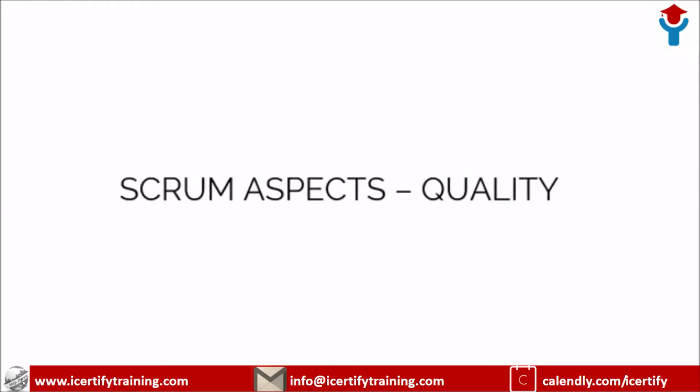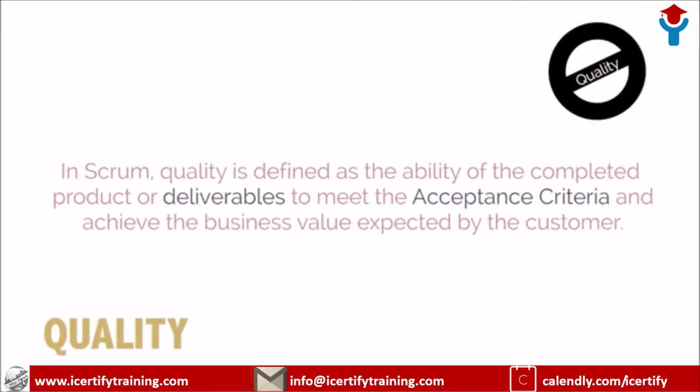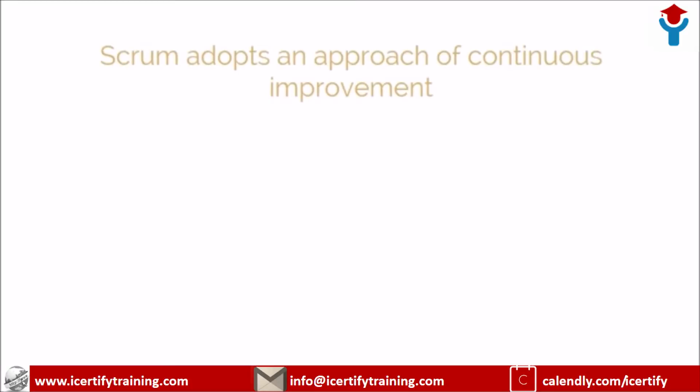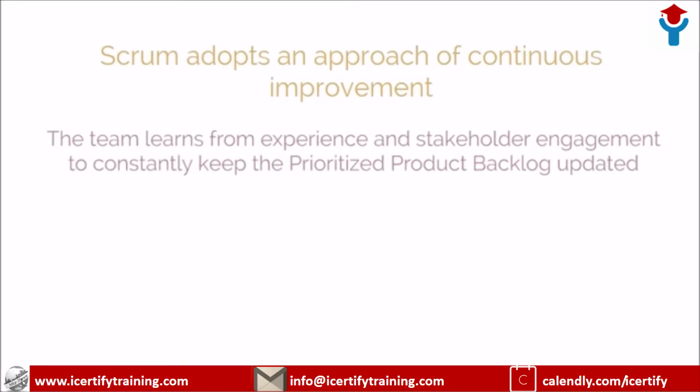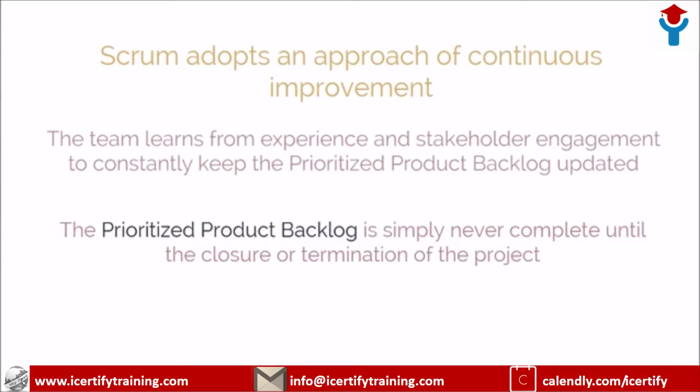Quality is the third aspect we are going to discuss now. In Scrum, quality is defined as the ability of the completed product or deliverables to meet the acceptance criteria and achieve the business value expected by the customer. To ensure that a project meets its quality requirements, Scrum adopts an approach of continuous improvement, whereby the team learns from experience and stakeholder engagement to constantly keep the prioritized product backlog updated with any changes in requirements. The prioritized product backlog is simply never complete until the closure or termination of the project.